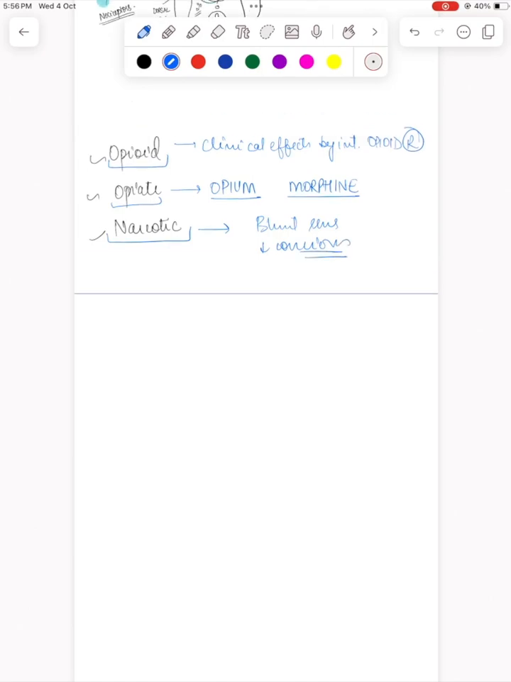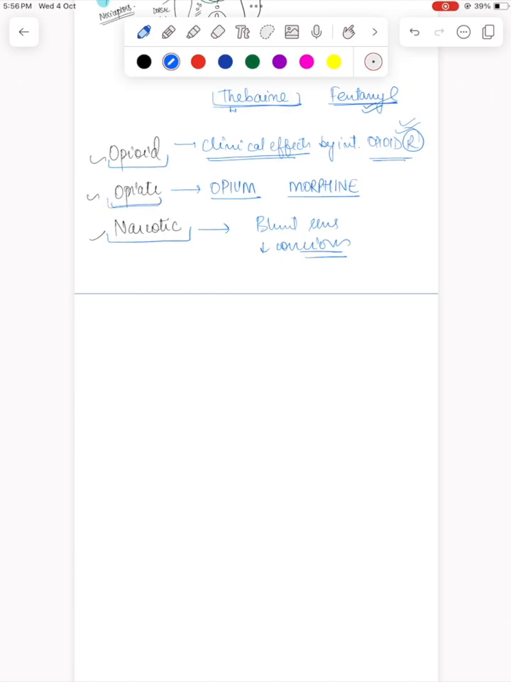For example, let us take two examples. We have thebaine and we have fentanyl. So we know that thebaine is an opioid because it interacts with the opioid receptors. Similarly, fentanyl is also an opioid because it also interacts with opioid receptors. So the requisite for any drug to be called an opioid is that it should produce clinical effects of analgesia and whatnot by interacting with the opioid receptors. Then it can be called an opioid.